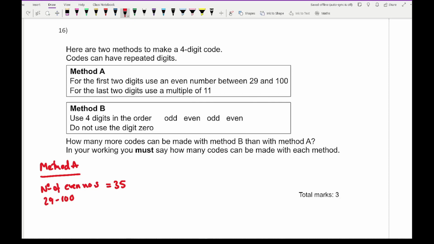And then the last 2 digits, multiples of 11. The number of multiples of 11 is going to be 11, 22, 33, 44, 55, 66, 77, 88, 99, and so that equals 9. So the total number of combinations is going to be 35 times 9, which gives me an answer of 315 combinations. Then moving on to B.